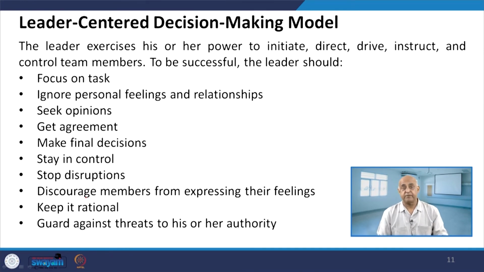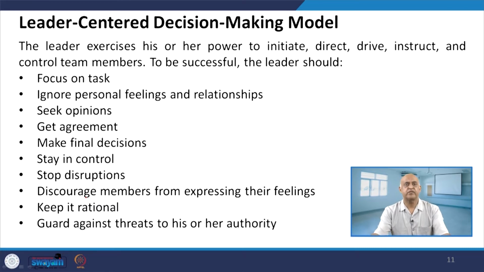The leader centered decision making model is a very common practice. The leader exercises his or her power to initiate, direct, drive, instruct and control team members. So, in that case he identifies any problem in the society or in the organization and then he initiates, then he directs and the instructions are given to the team members under control. So, what should the leader do?